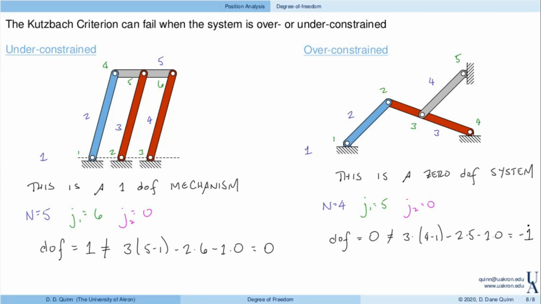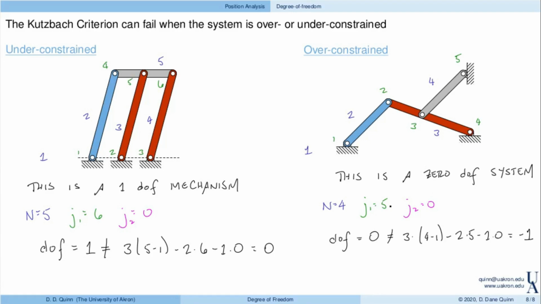I don't even know what minus 1 degrees of freedom is, but that's what we predict, and it's not right because the system is overconstrained. The way to think about this is that I could replace any one of these pins between a link and a ground with a slider, which would only remove 1 degree of freedom, and it would still be a rigid system. So adding extra pin joints means that I've overconstrained the problem. And that's why this ends up failing.